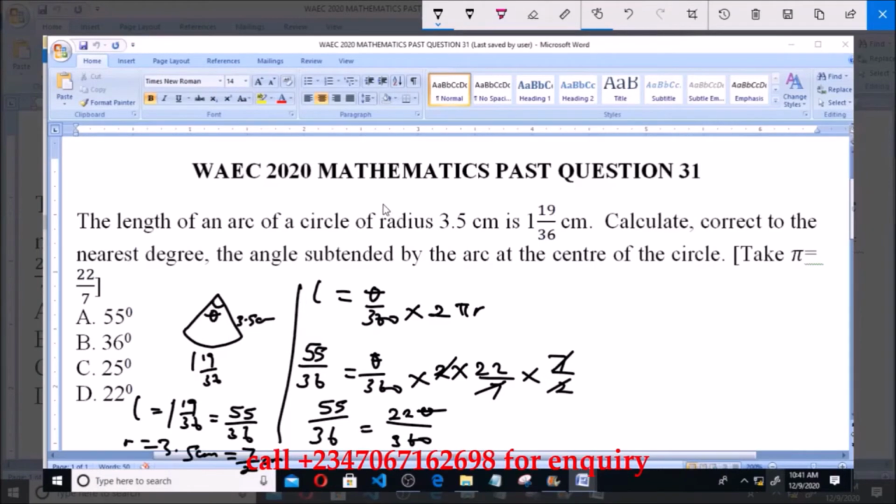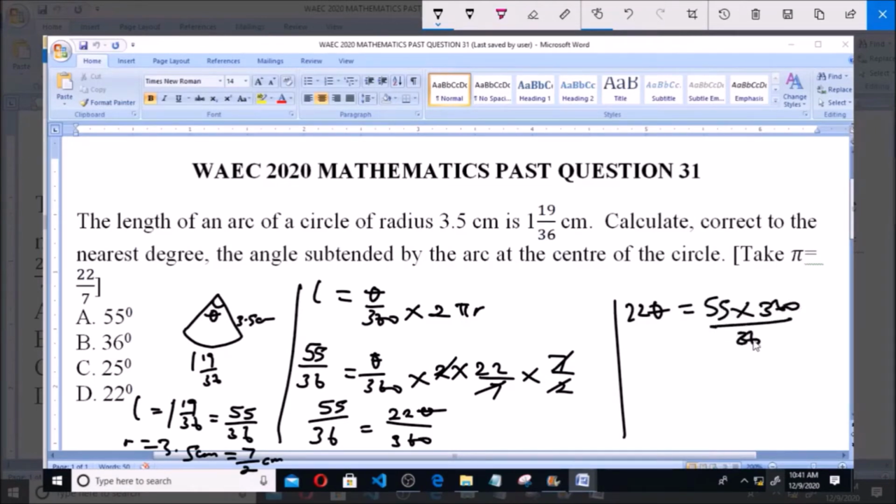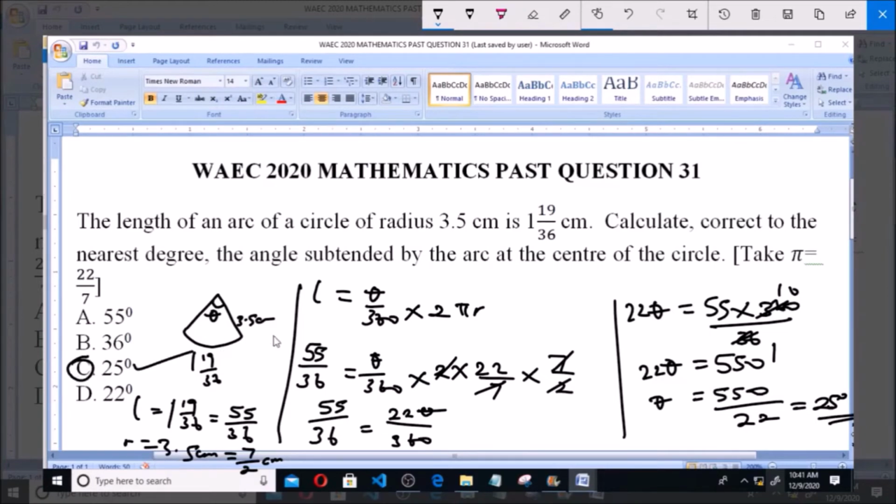So now from here we can simply say that 22 theta is equal to 55 times 360 over 36. Now 36 in 360 will give us 10. So it simply means that 22 theta is equal to 550. Theta is equal to 550 over 22, and that is equal to 25 degrees. So the answer to this question is option C, 25 degrees.